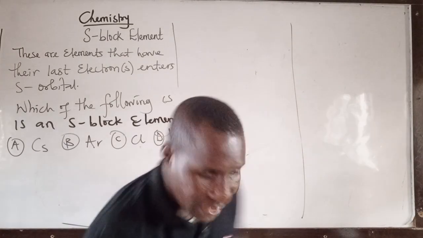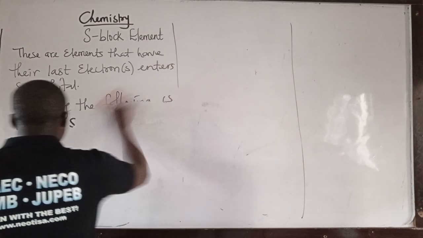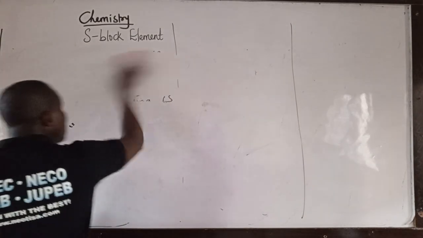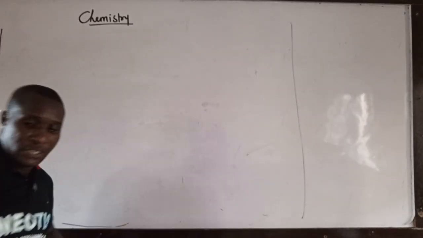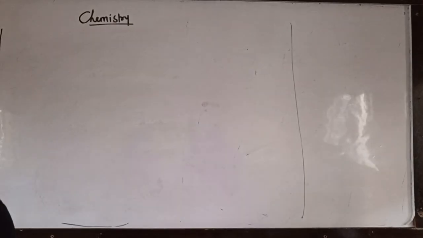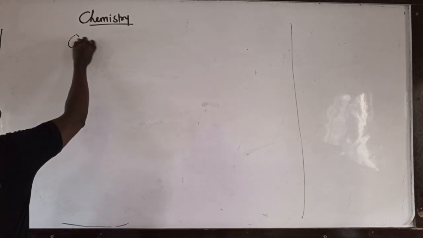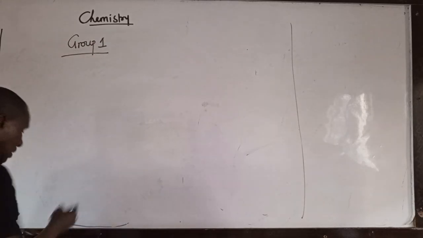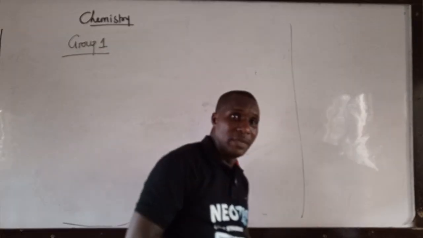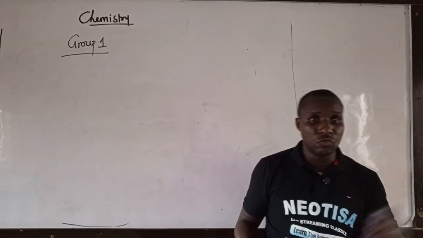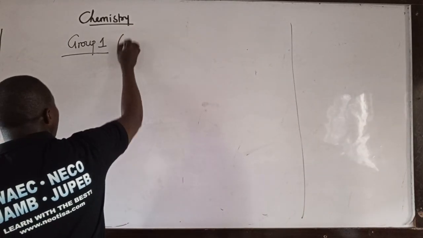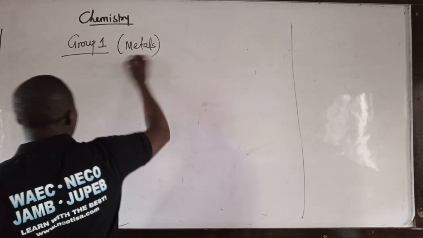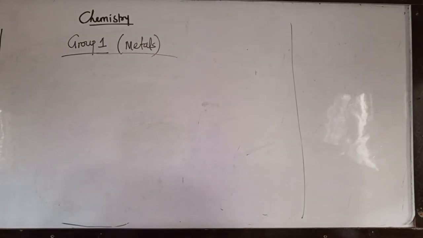Then let's move further. Let us look at the reactivity of these elements. Let's take group 1, the first group of the S block elements. I told you S block elements are group 1 and group 2. Let's take the group 1 metals.